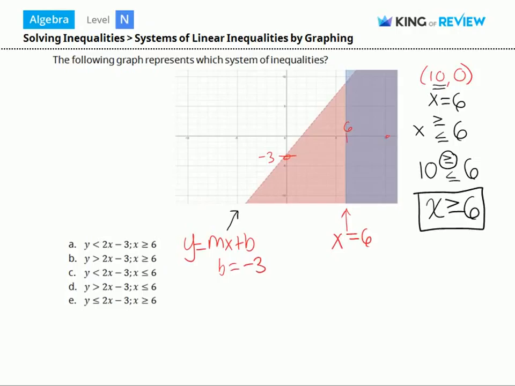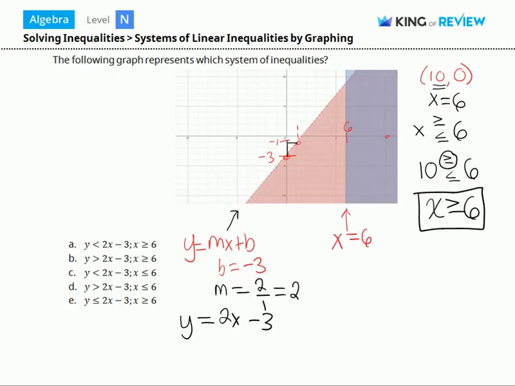So b is equal to -3. And now let's determine the slope. So we need to find one other point that's on this line. There's a point right here, and this is at (1, -1). So using those 2 points, we can determine the slope. The slope is rise over run. So you can see here it goes up 2 and over 1. So our slope, which is the m value, is 2 over 1, which is equal to 2. So the equation of this line is y equals 2x minus 3.